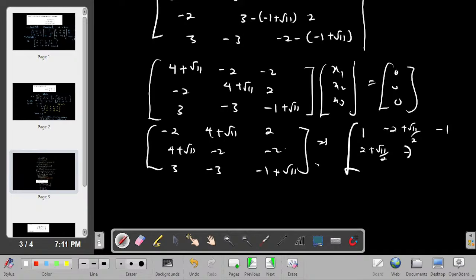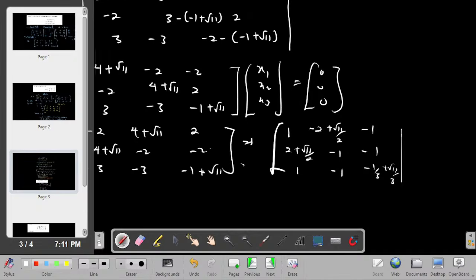Right? Then this will be negative 1. Dividing through by negative 3, I'll get 1, negative 1, then negative 1 out of 3 plus root 11 over 3. So at this point, where are we heading towards and what are you doing?